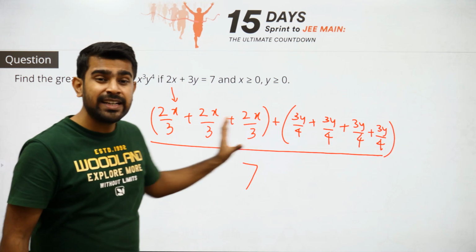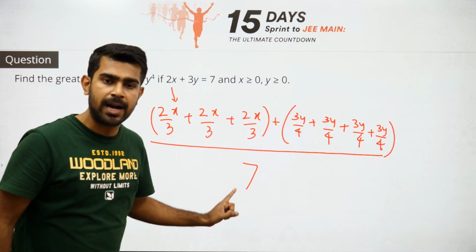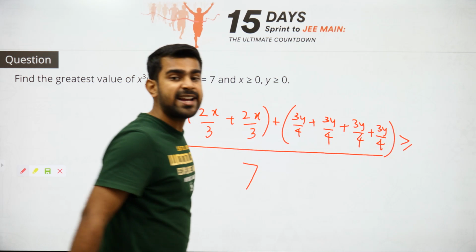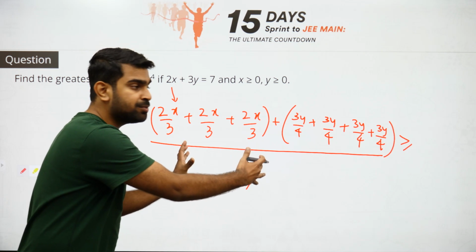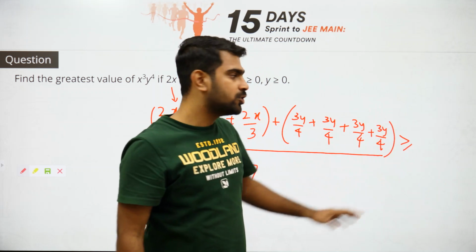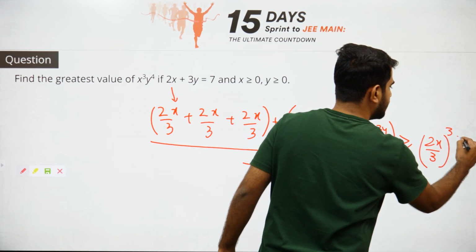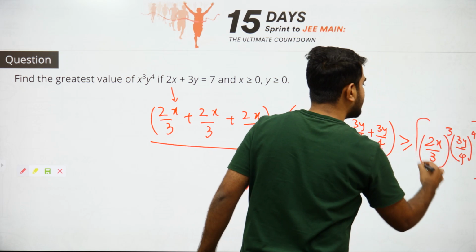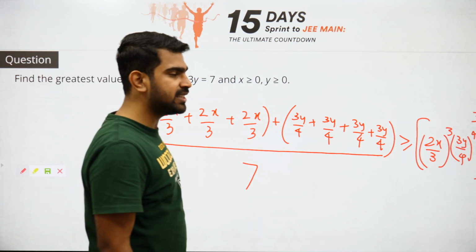So arithmetic mean is going to be sum of everything divided by total number of observations. Now that should be greater than or equal to my geometric mean. This is AM, right? AM should be greater than or equal to my GM. And what is my GM? My GM is going to be 2x by 3 whole to the power 3 into 3y by 4 whole to the power 4, to the entire power raised to 1 by 7.